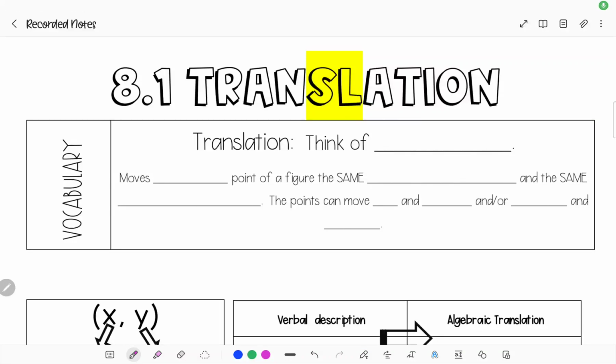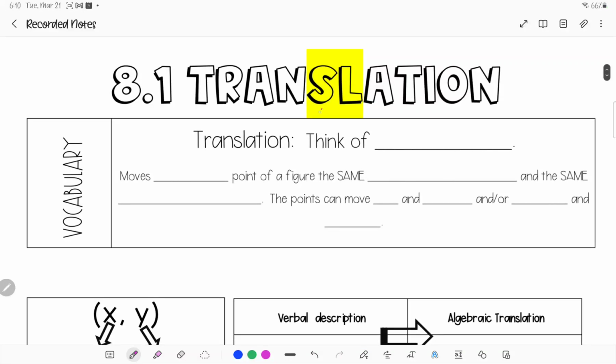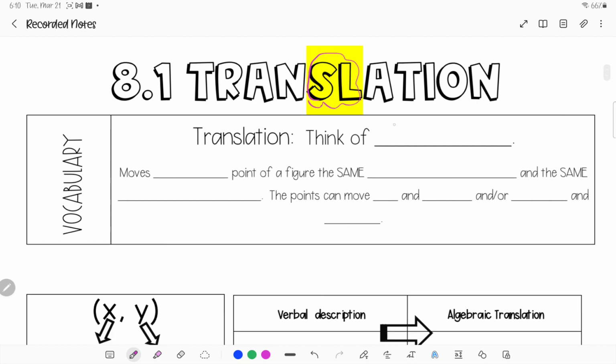Looking at 8.1, which is translation. Your S and L right here are highlighted because they're going to help us remember: when we think of a translation, we're going to think of a slide, because it's going to slide from one spot to another. It doesn't rotate or turn. It's literally just sliding it around.